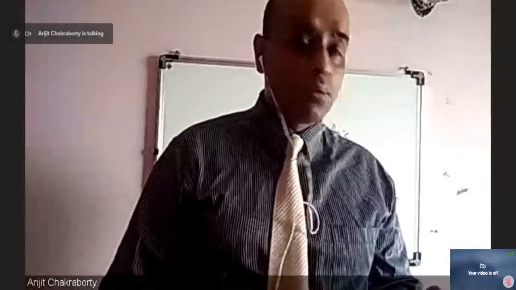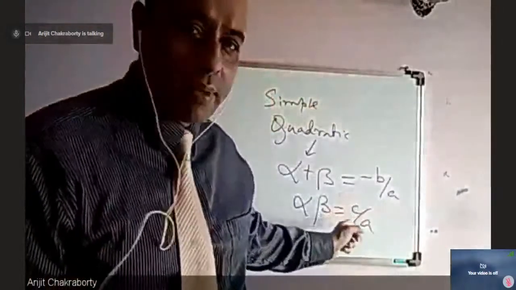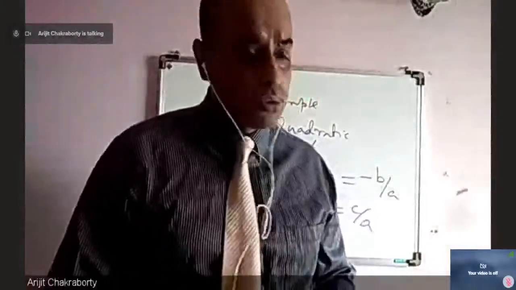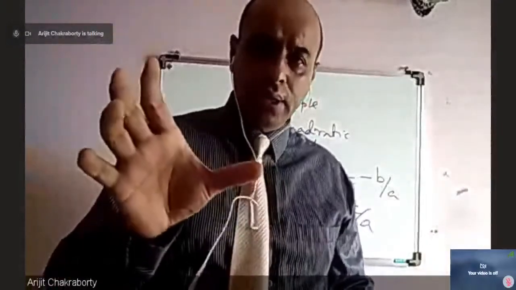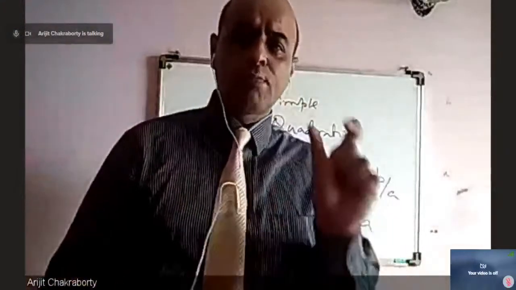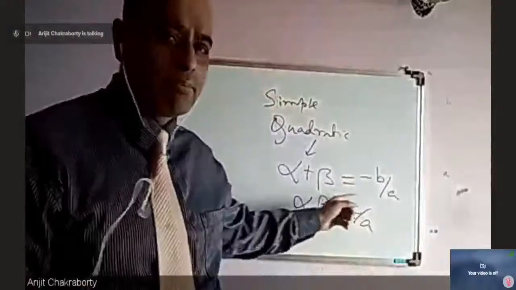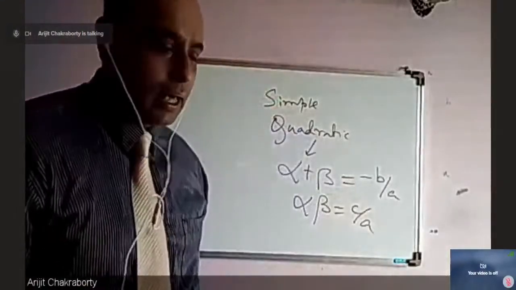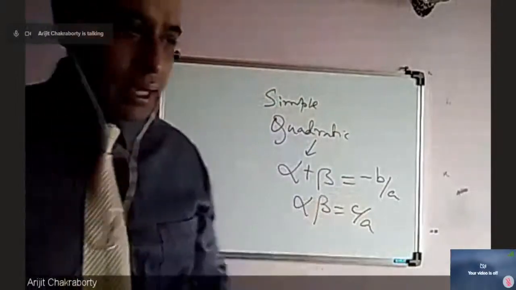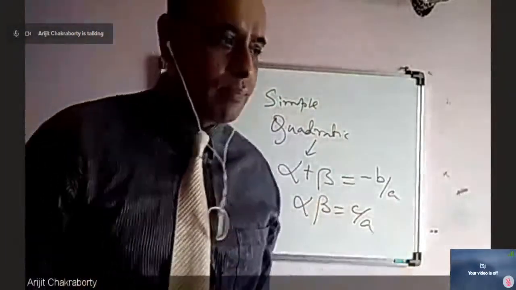And quadratic equation roots, many of you were asking about the roots. Now, if you have 2 roots of an equation, alpha and beta, the sum of the 2 roots, alpha plus beta, is given by minus b by a, and alpha beta is given by c by a. So this again we shall see.